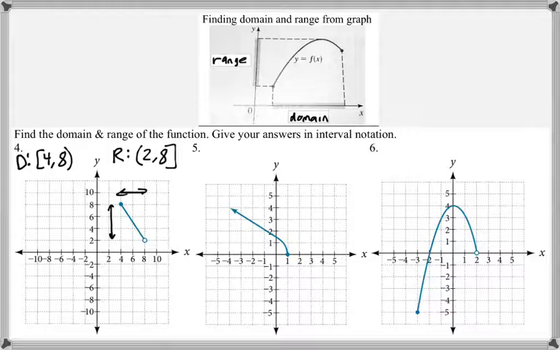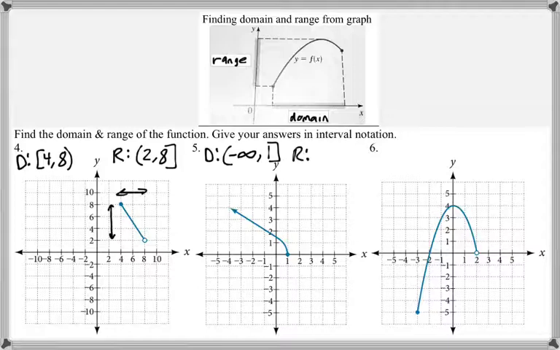Number 5, this one has an arrow, so we do need to be careful because that means it will continue forever. So my domain, if I'm looking from left to right, how far left does this function go? Well, it keeps going forever to the left, so that's negative infinity. And we always put a parentheses around negative infinity. And then how far to the right does this go? This goes all the way to the right, or all the way to 1. And it actually reaches 1 because it's a closed dot there. So it's 1 with a bracket.